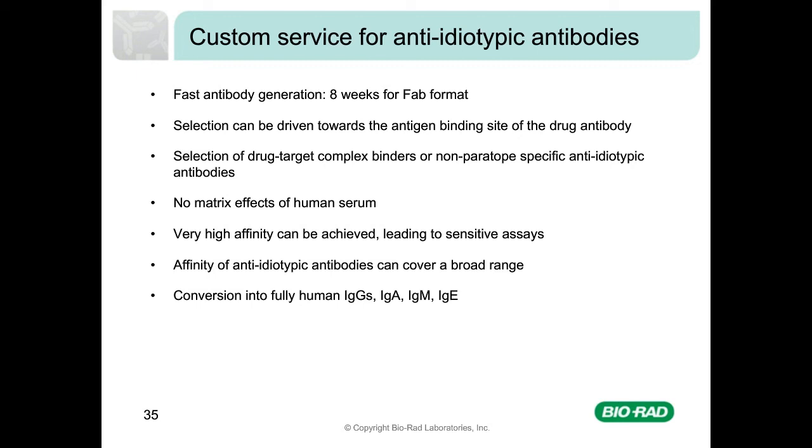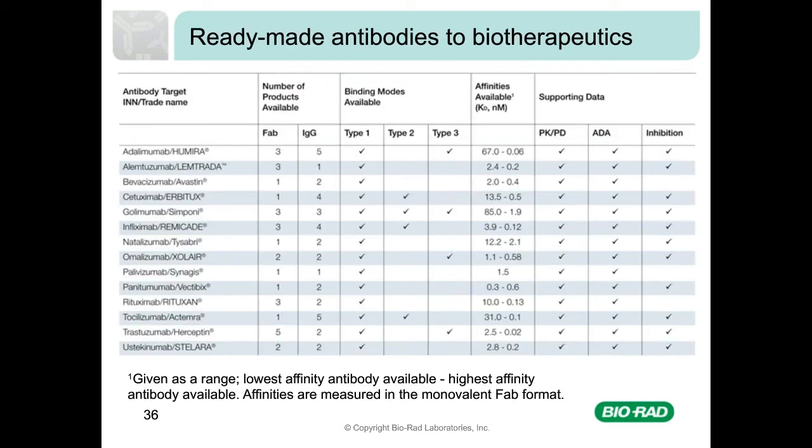We also offer anti-idiotypic antibodies against 14 drug antibodies in our catalog, which are shown in this table, and we constantly add new specificities. We offer type 1 antibodies for all drugs and type 2 or 3 for some of them. The antibodies cover in most cases a broad affinity range and are all tested in PK and ADA assays with detailed protocols available on our website.